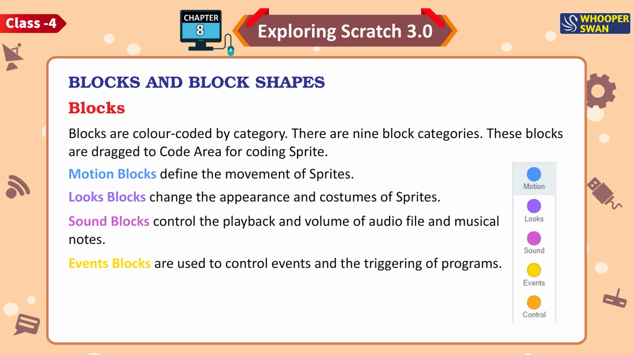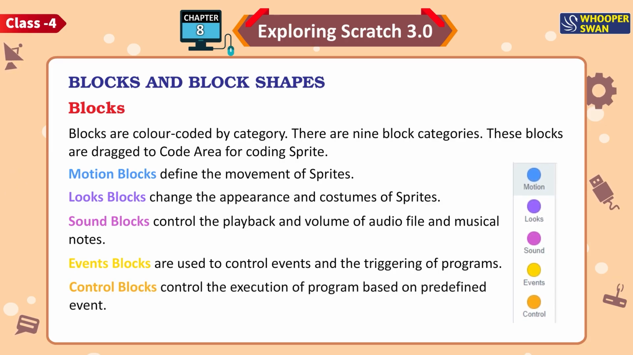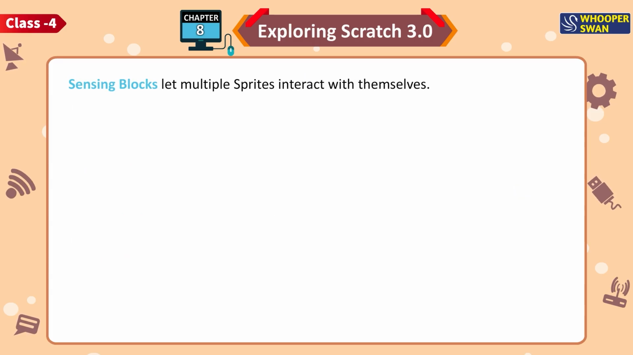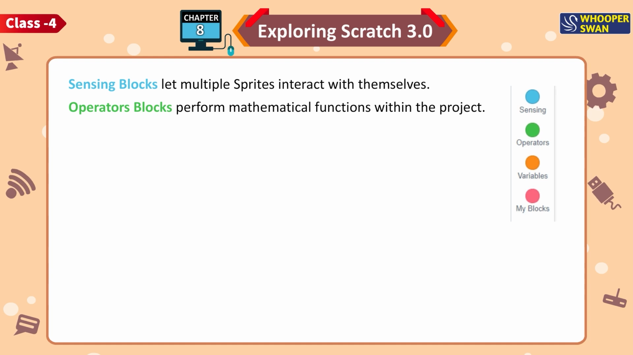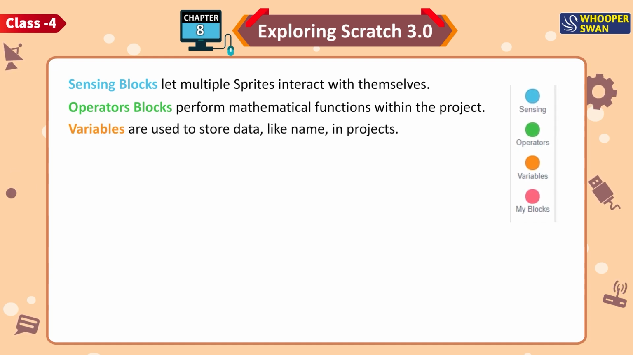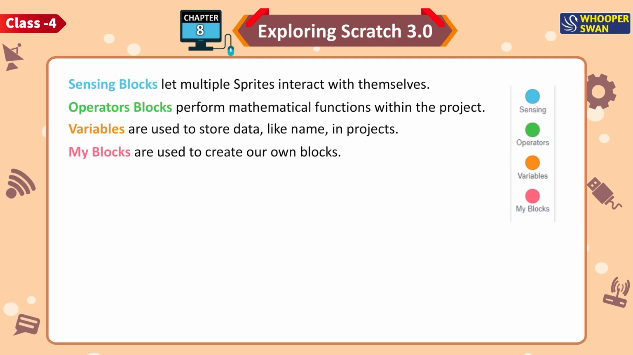Events blocks are used to control events and the triggering of programs. Control blocks control the execution of program based on predefined event. Sensing blocks let multiple sprites interact with themselves. Operators blocks perform mathematical functions within the project. Variables are used to store data, like name, in projects. My blocks are used to create our own blocks.